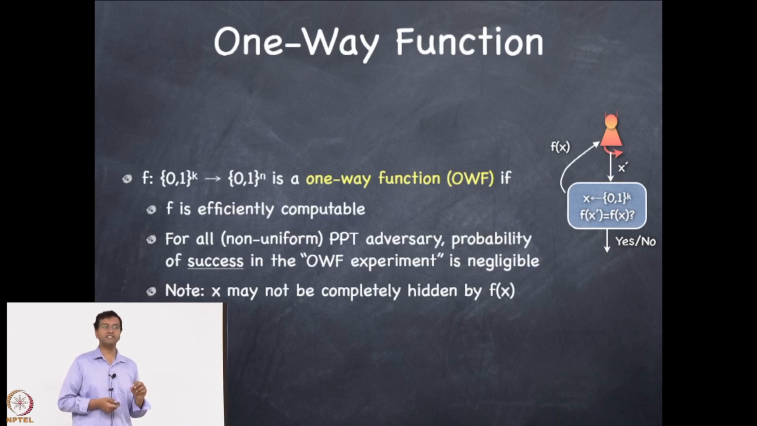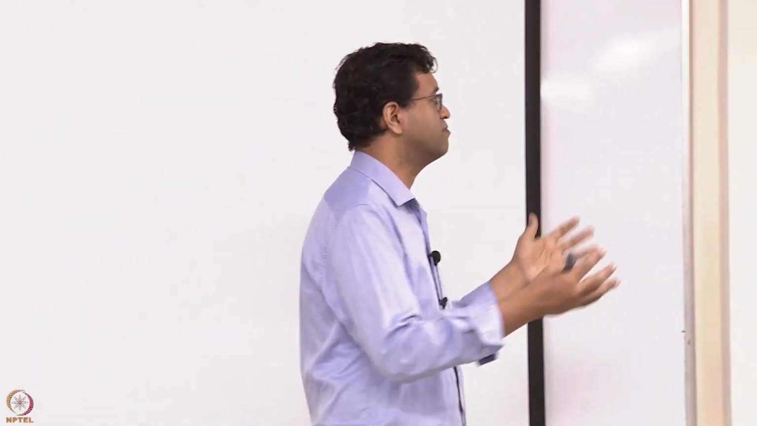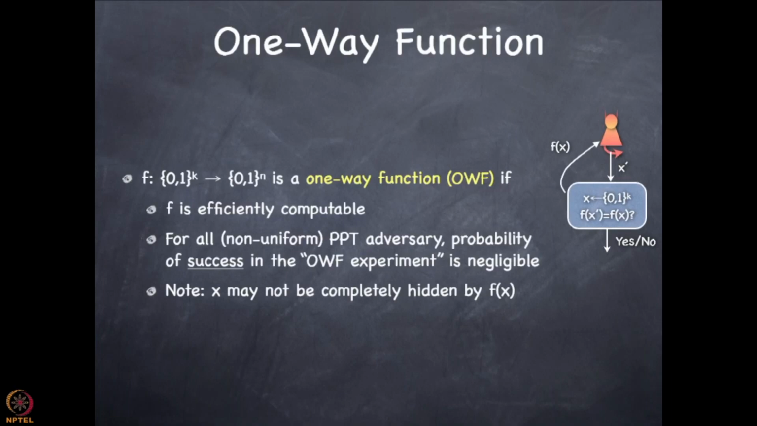One thing about one-way functions is that it sounds like from f of x you cannot find x, right? But that doesn't mean x is completely hidden by f of x. F of x could reveal half of x. There are no secrecy guarantees about x. It's just guaranteed that you cannot find all of x, or some other x prime such that f of x prime equals f of x. So that's what a one-way function is.